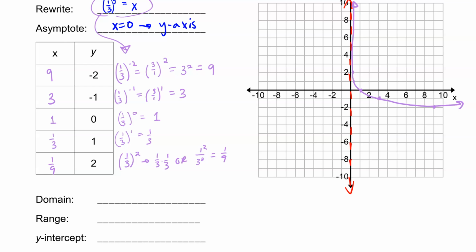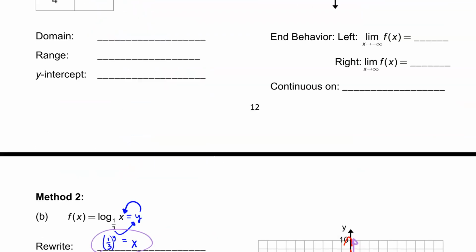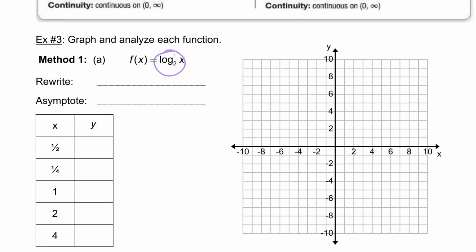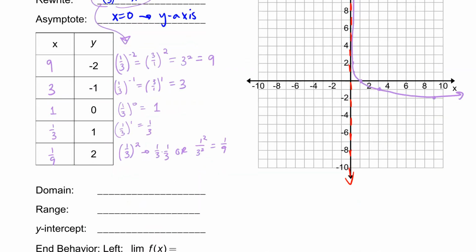Okay, so we have it graphed. Notice we have a vertical asymptote. This is logarithmic decay. It gets smaller. The previous one, if you look at your previous page, I think it was logarithmic growth. Let's look. Yep, growth, because the base is larger than 1.